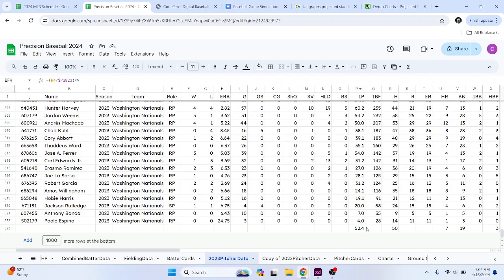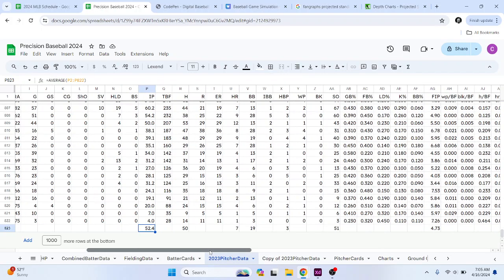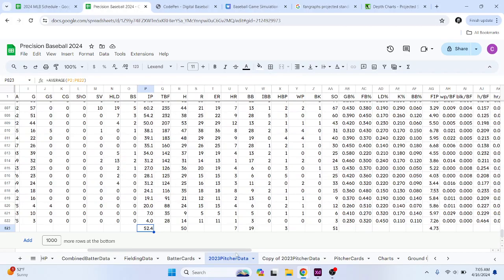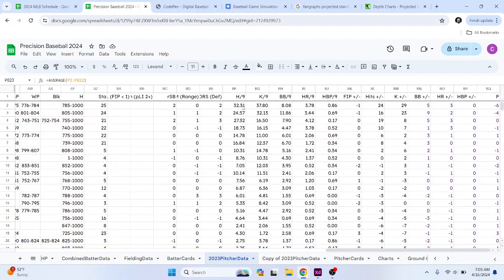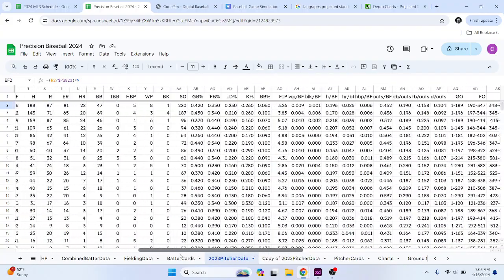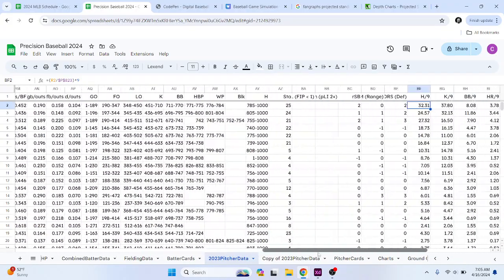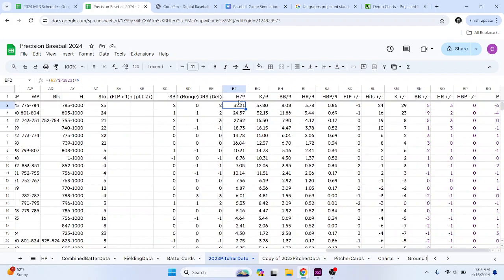P 823 is innings pitched. So average innings pitched. And I'm not using the player's actual hits per nine. You can find that. I don't know if I've pulled that in here or not. I don't have his hits per nine. But I'm calculating the hits per nine based off of the average number of innings pitched for the data set. So just like I use 79 games as an average for the batters, I use 52 and a third for this data set as the average number of innings pitched.